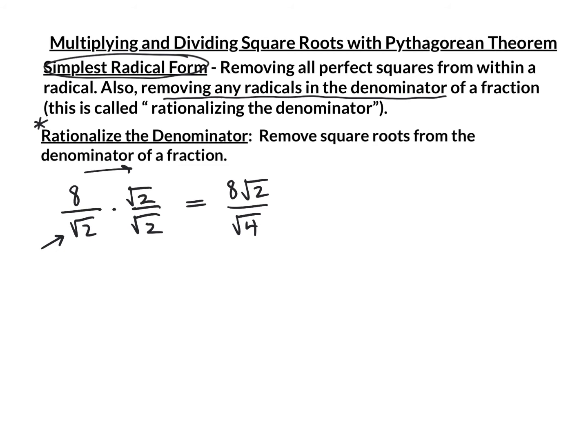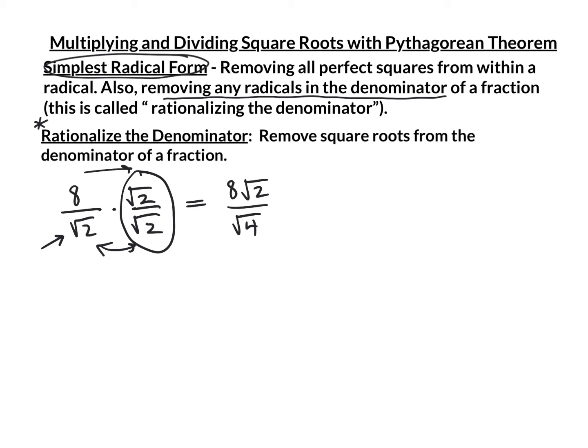When I multiplied the top and the bottom, the numerator and denominator, by root 2, by the way, root 2 divided by root 2 is 1. I'm multiplying by 1. It's not going to change the value of our fraction. The reason this works to eliminate the square root in the fraction is what we just did was create a perfect square. Root 2 times root 2 is root 4.